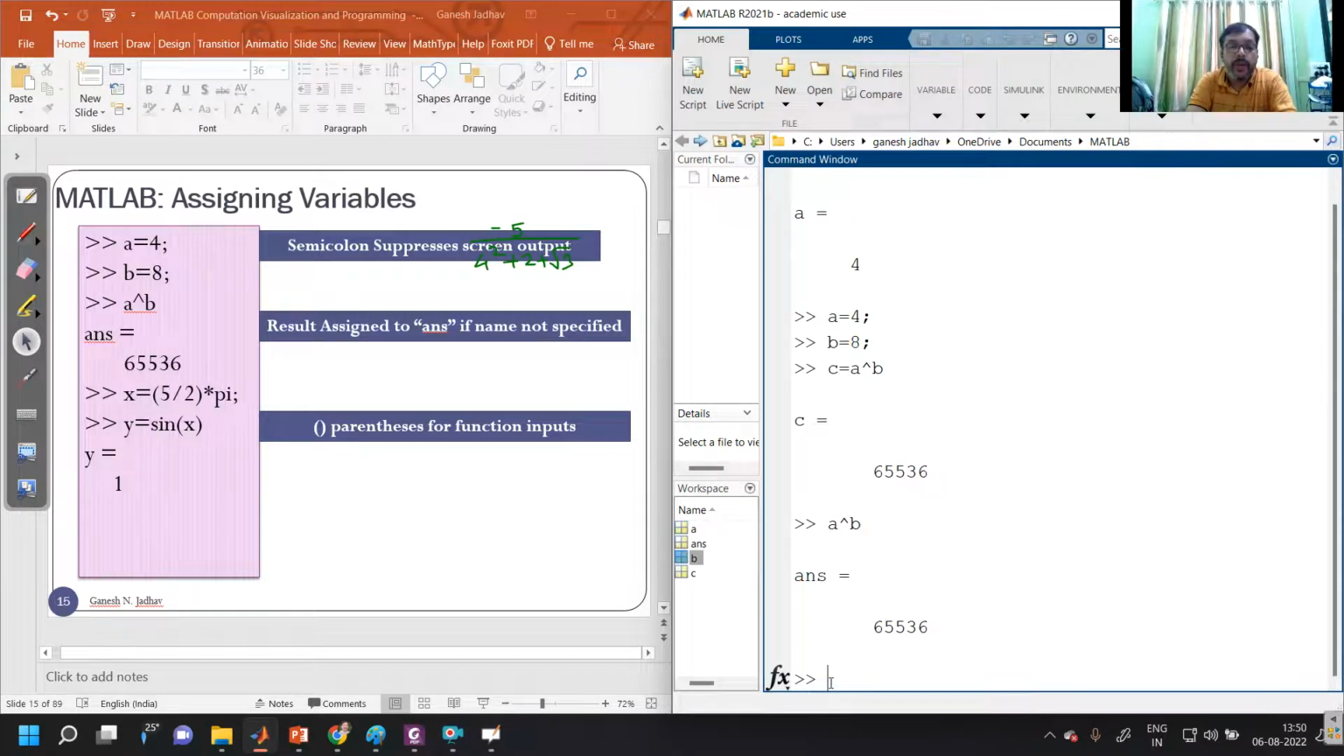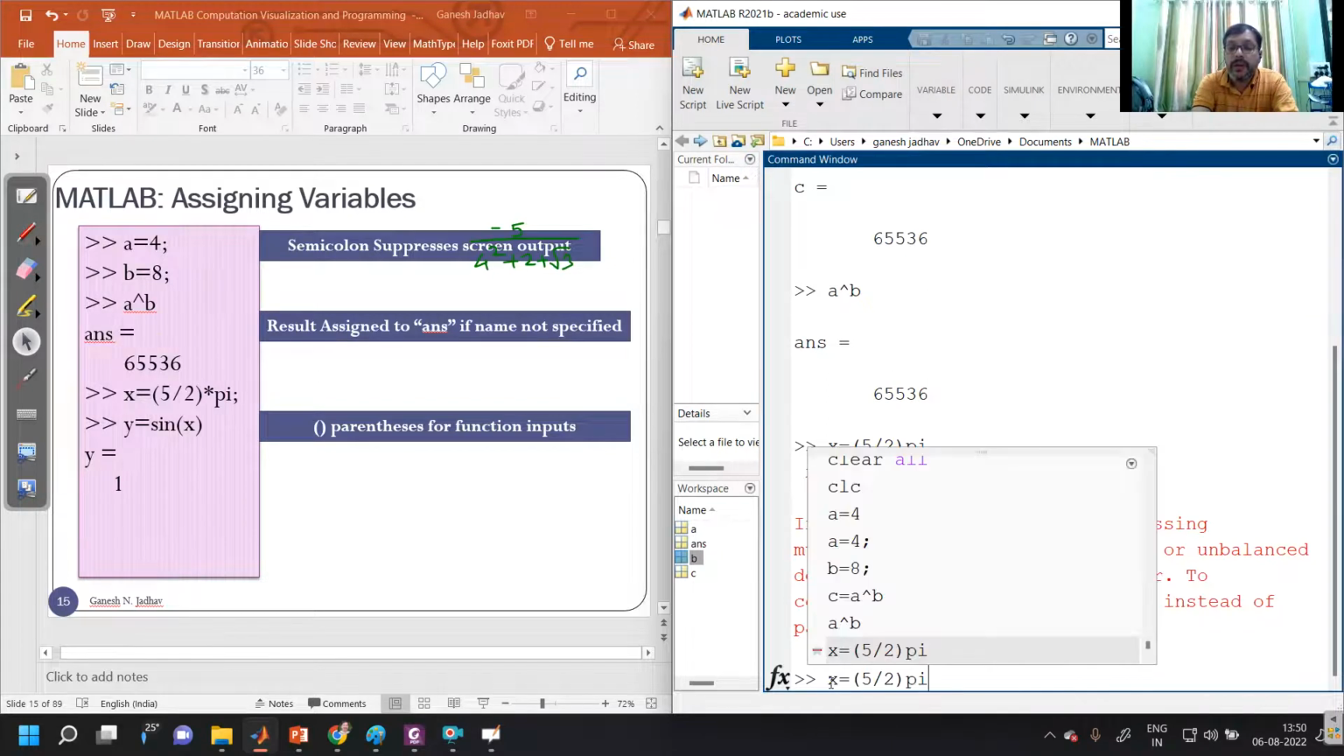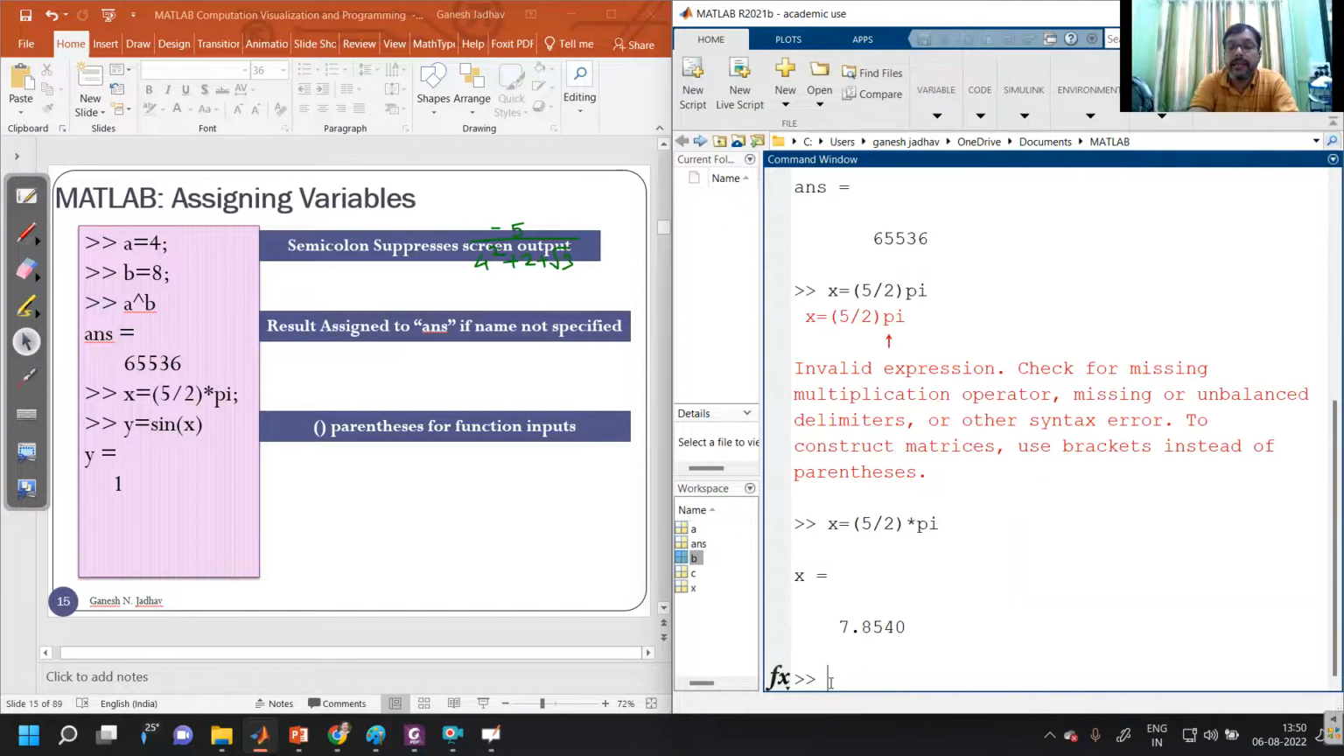Okay, so now I want to calculate x is equal to 5 pi by 2. See, if I type it like this, it will give an error because I have forgotten the multiplication. So keep in mind, in mathematics, if you don't put the multiplication sign, by default it is multiplication. But here we have to put the multiplication, then it will calculate the value of x, 5 pi by 2.